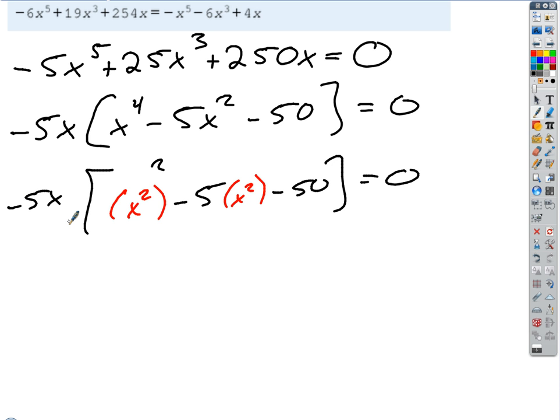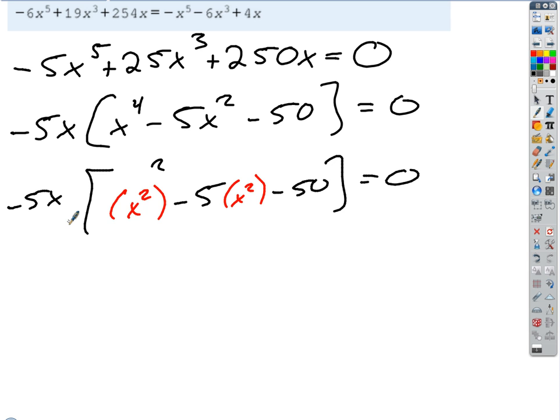What's A? 1. What's B? Negative 5. What's C? Negative 50. Now let's try to factor that. It's always easier to factor it if we can because A is equal to 1. So when A equals 1, this is simple factoring. Can we find two numbers that multiply to negative 50 and add to negative 5? Negative 10 and positive 5, right? Now we could have gotten those from the quadratic formula, but that's a lot easier.